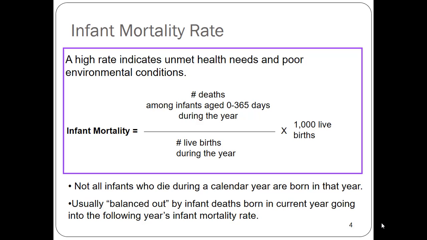In the U.S., for example, there are significant differences in infant mortality by race and ethnicity. The mortality rate for black infants is more than twice that of infants in many areas. It indicates unmet health needs and poor environmental conditions, and is calculated, as you see in this formula, the number of deaths among infants in the first year over the number of live births times 1,000. And since not all infants who die during a calendar year are born in that year, this is usually balanced out by infant deaths born in the current year going into the following year's infant mortality rate.